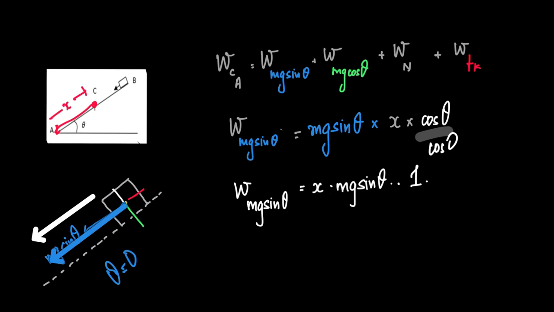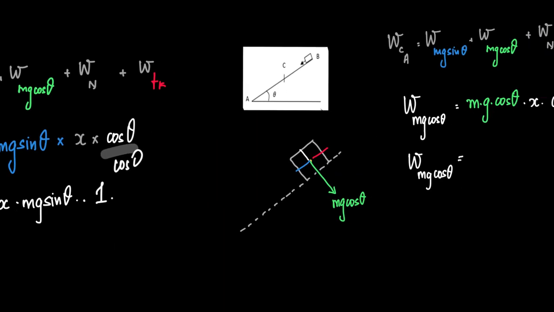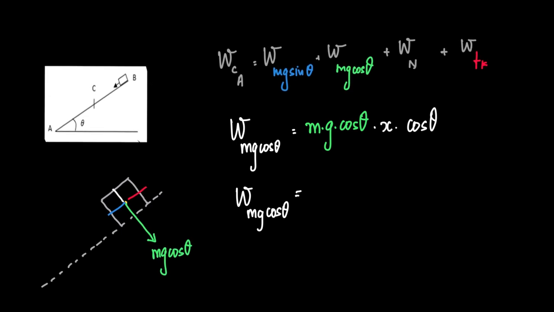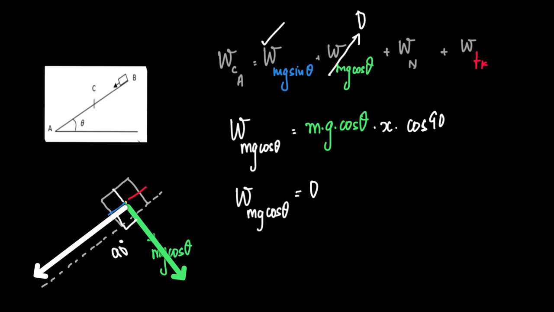All right. Now moving on to the second work, which is done by mg cos theta. So mg cos theta is acting downwards like this, whereas the direction of displacement is inclined like this. The angle between them is 90 degree. So we have cos theta to be replaced by cos 90 degree. What is cos 90? 0. So this complete work done is 0. So mg sin theta we have found out, and work done by mg cos theta is equal to 0.